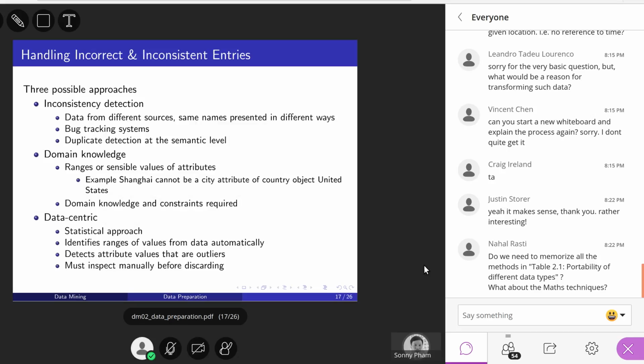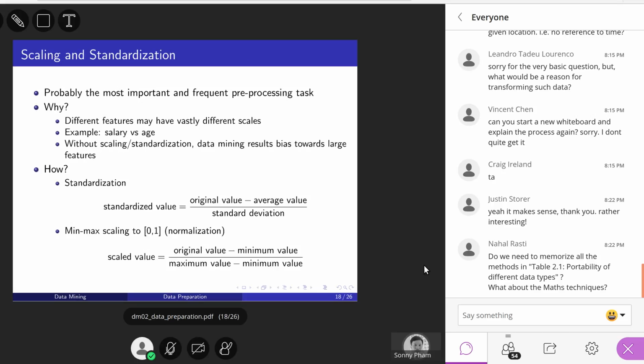As for missing entries, the next topic is what about incorrect and inconsistent entries? So this is more domain specific. You have to detect them from domain knowledge and correct them if required, or look at the data and the distribution and identify if they look abnormal, or outliers, and we can correct them accordingly.